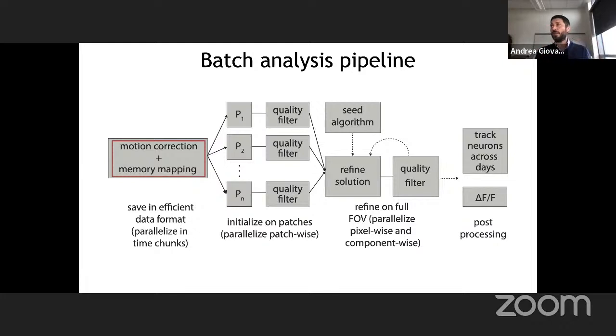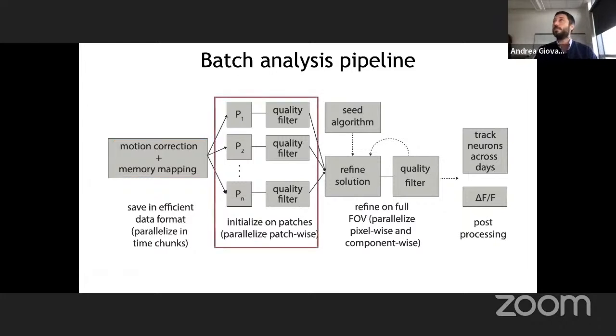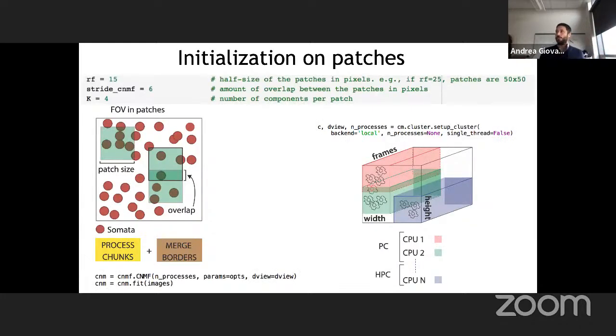Okay, let's talk a little bit about the computational infrastructure underlying CaImAn. As I explained to you before, there is this motion correction and memory mapping that creates the files for us. And then we need to find a way to apply this non-negative matrix factorization algorithm. And as I was mentioning to Silvia before, this is a very iterative process. But the way we do it, we start in small patches.